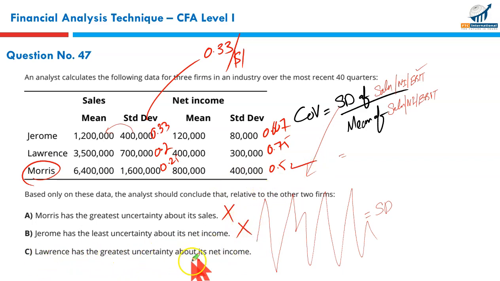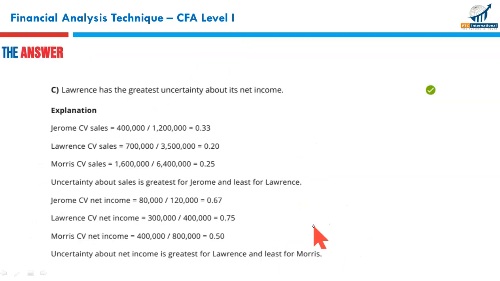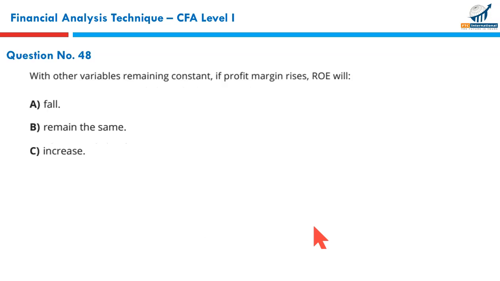Lawrence has the greatest uncertainty about net income, $0.75 of standard deviation for every $1 of net income. Yes, that's the correct option. That makes C the correct option. You just applied the formula, interpreted the result, and there you go.